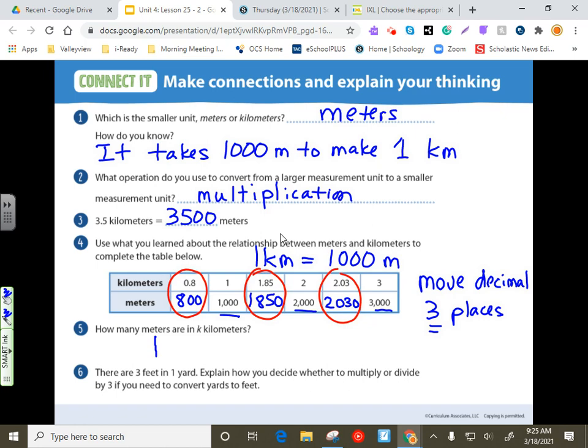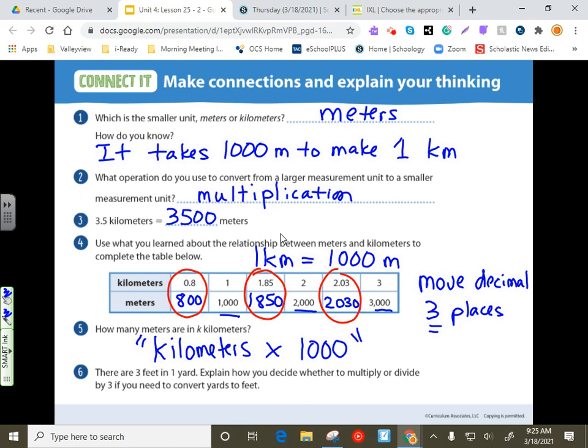Basically, you take your kilometers and multiply it by 1,000. What they're asking is what's a basic rule for that, and so we just do kilometers times 1,000. That's what we've been doing the whole time.